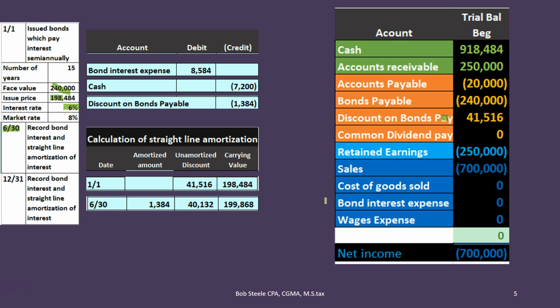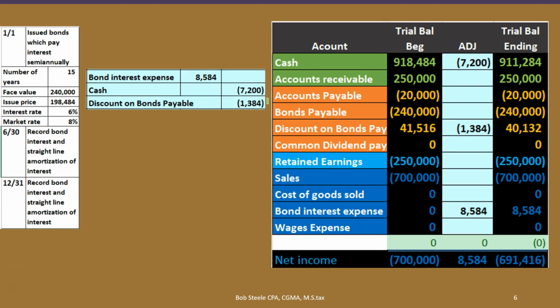Remember, just like rent on a building, we're debiting the interest just like we would debit for the use of borrowing anything. And we're actually paying in cash part of that, the 7.2, and then the rest of that is the amortization of the discount, which of course is the difference between the market rate and the interest rate on the bond. So the 7.2 plus the 1384 is the bond interest that we will debit. So let's take this journal entry, let's post it and see what it looks like as we do that.